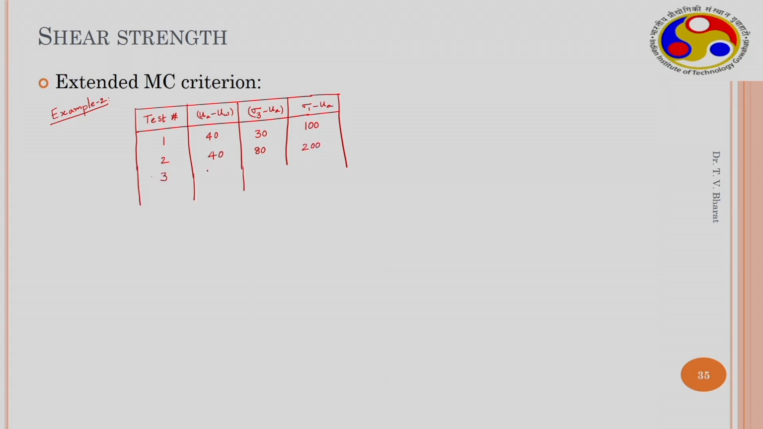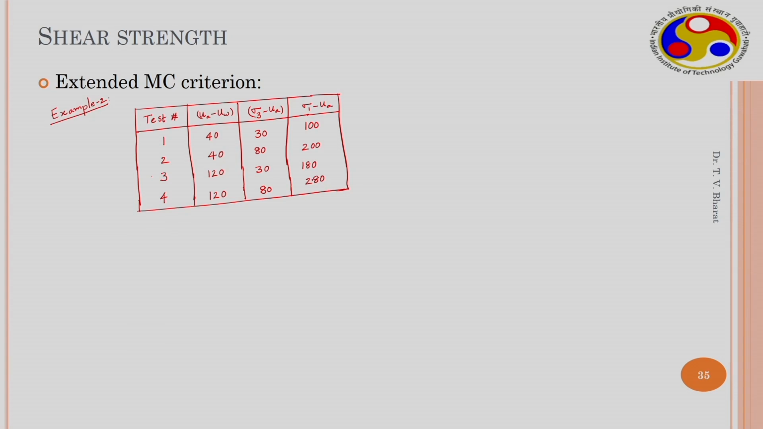Then now the matrix suction is increased to 120 kilopascal, and sigma 3 minus UA is now 30. Then sigma 1 minus UA should be higher than 100, which is observed to be 180. And the fourth test with the same matrix suction, but increasing the all round pressure to 80, the same value as the second test. Now this should be higher than 200 because the matrix suction is higher than the second case. So, this is 280. So, these are the observations.